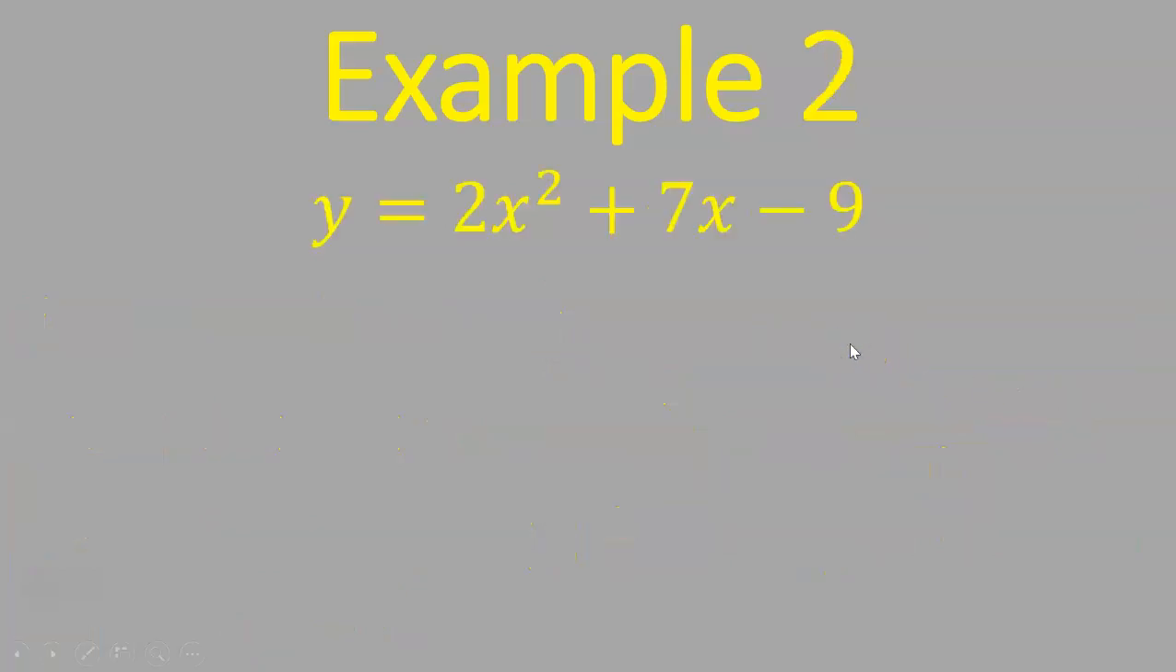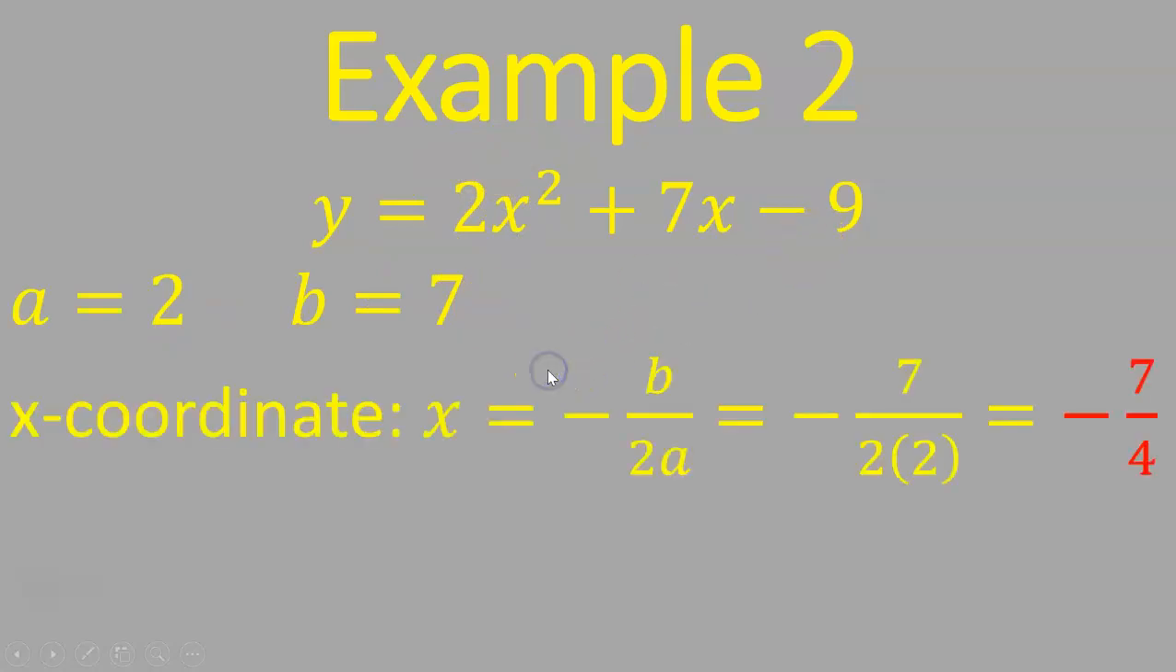The second example, this one's going to be a little messier. When you have an odd number here and we have a number in front, it gets a little messier. But again, a is 2, b is 7, c would be -9, but it's not relevant here. And we're going to do a very similar process. There's a fraction, and that's okay. Sometimes that happens. That fraction you could change to decimal if you want to.